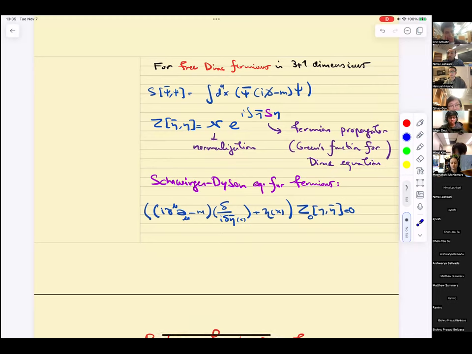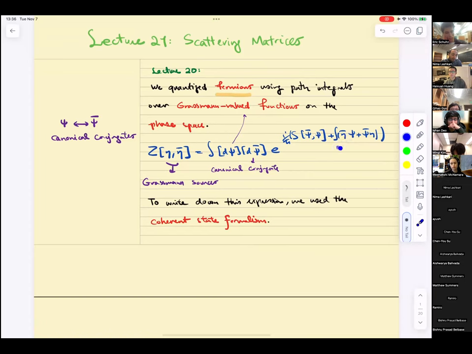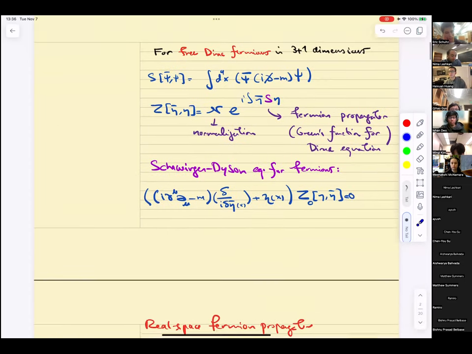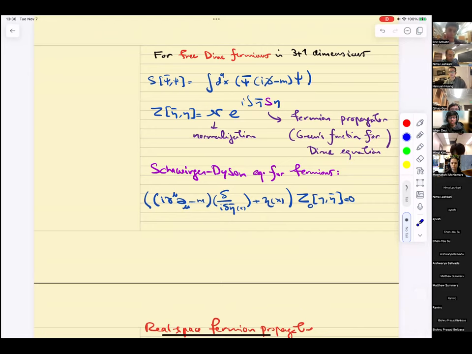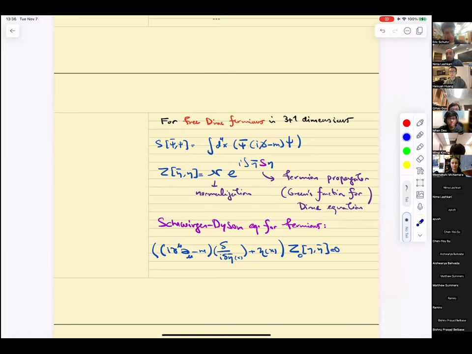We also discussed the Schwinger-Dyson equation for fermions, which is the analog of the equations of motion, as a differential operator acting on the generating functional, equal to zero. Here, the role of the field variables is played by delta over delta eta bar. That's the role of psi, and eta plays the role of psi bar. It's just because of the way we have sourced things. There's also an equation for eta, where here you have eta bar and here you have eta. So there are two equations. Any questions about this part? We did this in the last lecture.